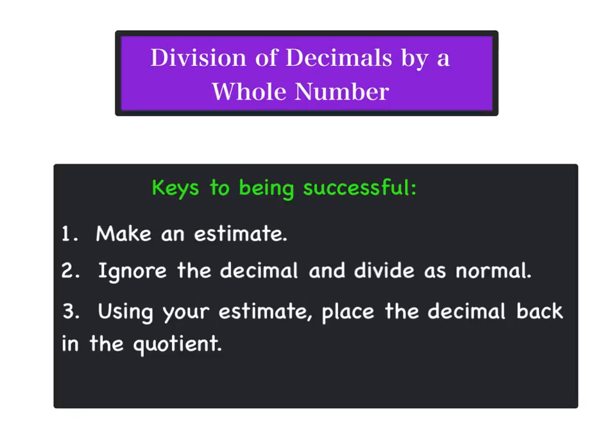What are the keys to being successful when we're working with division of decimals by a whole number? I came up with these 3 keys that will help us to have the best chance at getting the correct answer here. Number 1, we need to make an estimate. Number 2, we will then ignore the decimal and divide as normal. Step number 3, using your estimate, we can place the decimal back in the quotient.